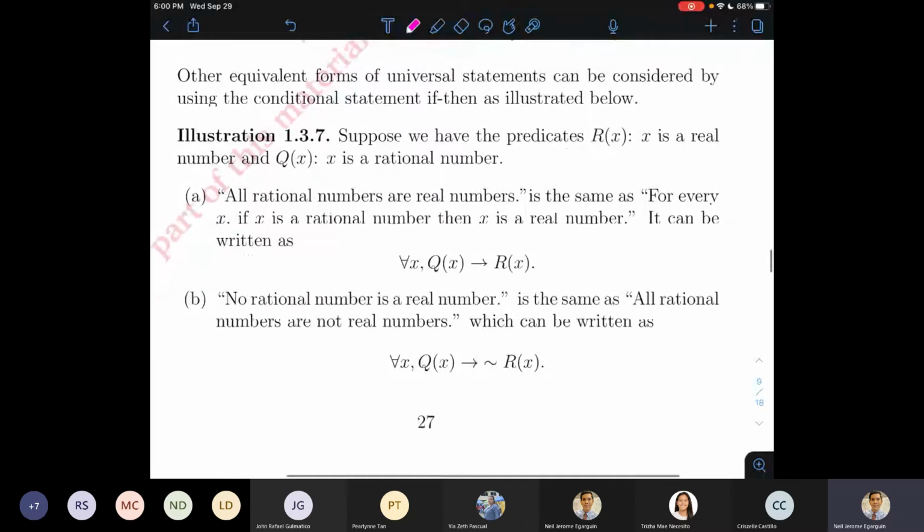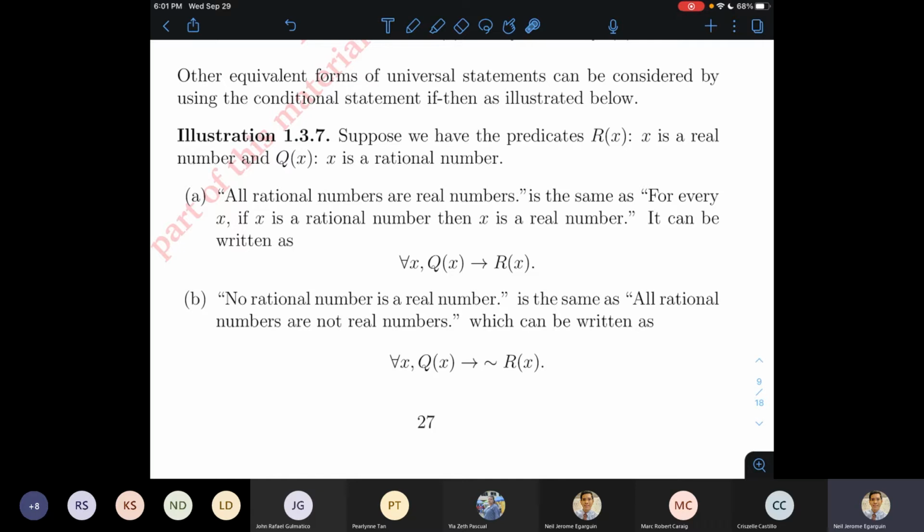Okay, let's try illustration 7. Now, we'll be working with the same predicates R and X from before. Statement R about X is a real number, and statement Q about X is a rational number. Now, dun sa translation natin later, madalas encounter tayo ng mga if-then statements. But however, these if-then statements are not usually written in the usual if-then structure ng conditional statements. Kaya minsan medyo tricky yung pagta-translate sa kanila.